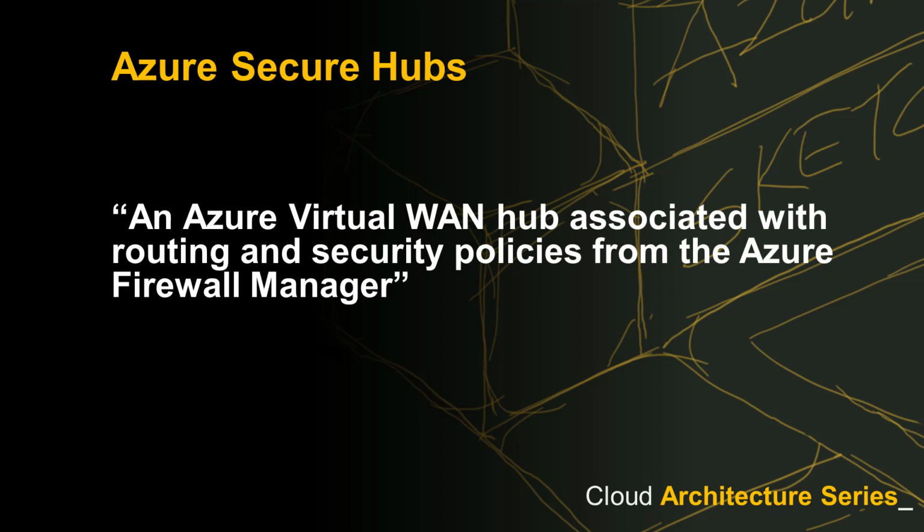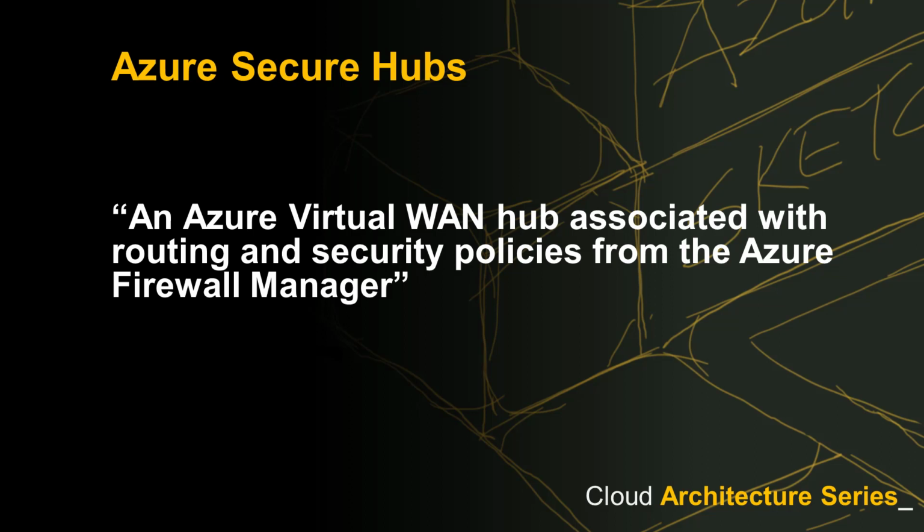Sorry, that was supposed to be Azure Front Door. That's not Azure Secure Hubs, Azure Front Door. So Azure Front Door is a layer 7 application firewall. Right? Traditional firewalls operate on the network layer 4. A layer 7 firewall protects your web applications against application attacks.